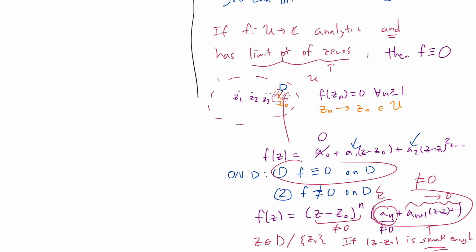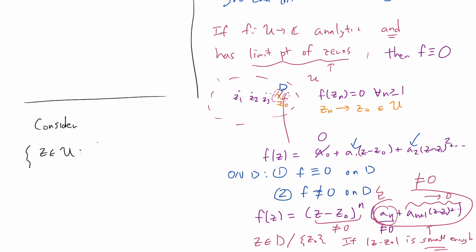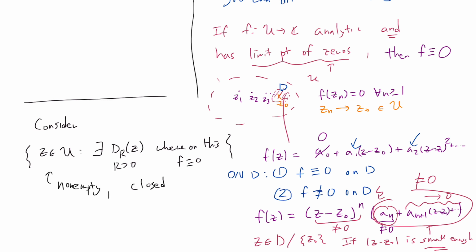So we actually know that there is some vanishing disk here, but we want something global. We extend this by using a connectivity argument. Let's consider the set of all elements z in U where there exists some disk D_r(z), with r greater than 0, on which f is identically 0. There are a couple of things to point out. From the argument we just made, this set is non-empty, clearly. c naught is one example of a member of the set. Another key thing to realize is that this set has to be closed.